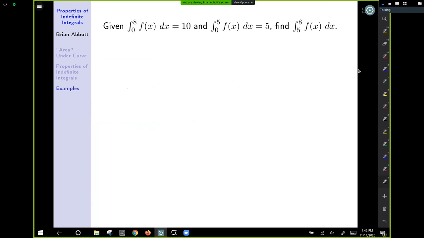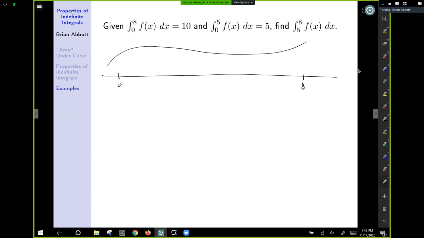So for our next example, let's see if we can figure this out. Just given a problem, let's see what we can do. From 0 to 8, we know the area is 10. And from 0 to 5, we know the area is 5, and we're asked to find the area from 5 to 8. Let's draw this in a picture to help us think about it. Our x-axis goes from 0 to 8, and I've got some kind of function that does something like that. It doesn't matter, it's not going to be accurate.